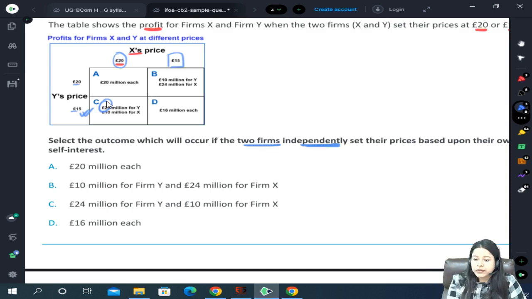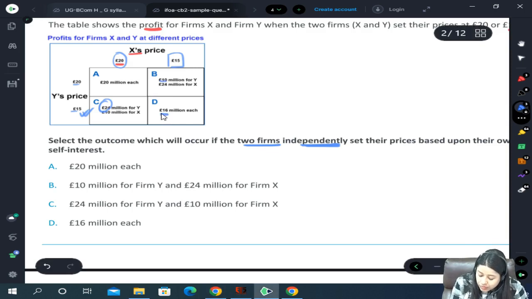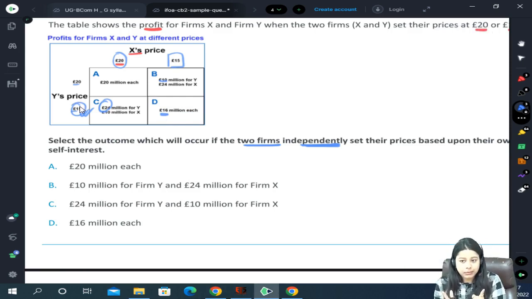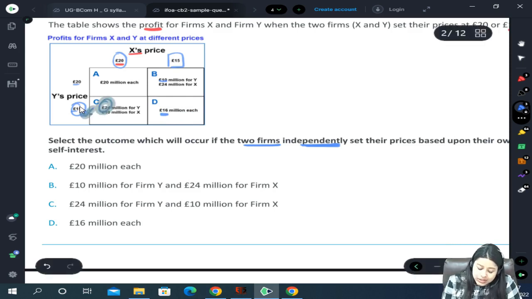So here we have 15 set by X. Then I will set what? I am getting 16 here and 10 here. So I will choose this because I am earning more. So for me, it is 15 always. So 15 is my dominant strategy. Remember, dominant strategy. Similarly, since the table is symmetrical, if you do the same thing for X also, 15 will be the dominant strategy.